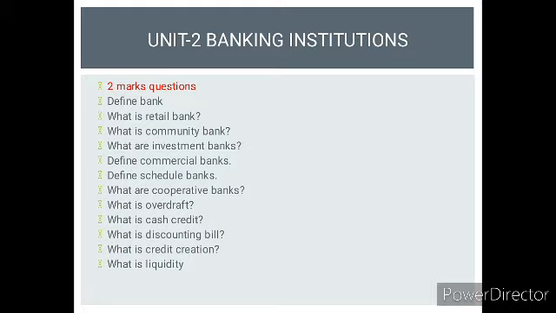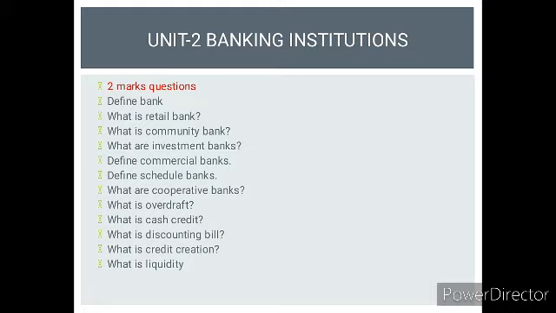Next we have something called a scheduled bank. What is the meaning of scheduled bank? Under the classification of commercial banks we have two: scheduled banks and non-scheduled banks. RBI is the highest monetary authority, and all the banks which work according to RBI are called scheduled banks. They have to follow the rules and regulations given by RBI.